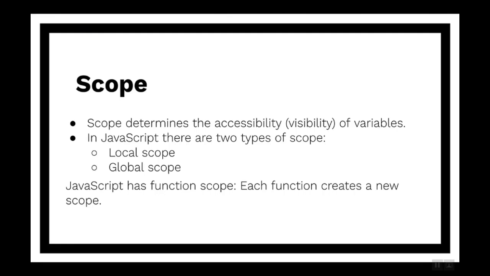So what if you write a variable inside a function? What kind of scope do you think it has? Right, it has a local scope, because that variable will be accessed by only that function. It won't be accessible outside.